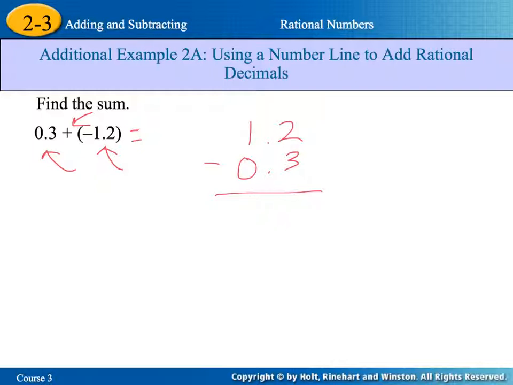So 1.2 minus 0.3, you get 0.9. However, go back into the problem and see, all right, 0.3 or negative 1.2, which one's farthest away from 0?